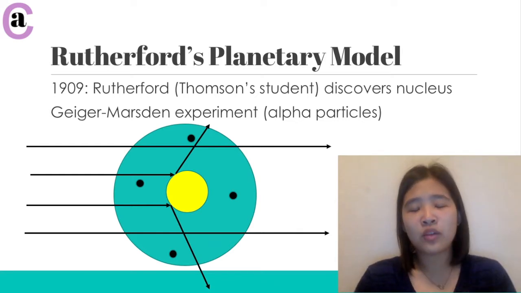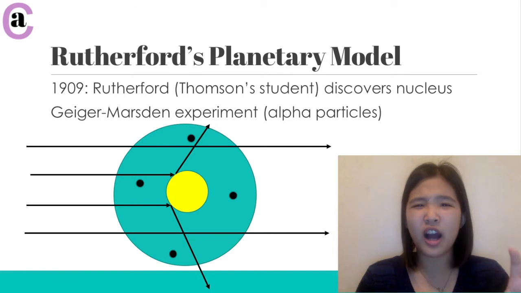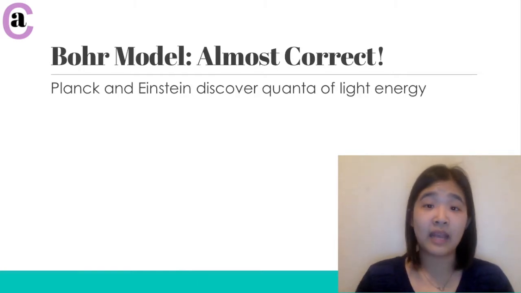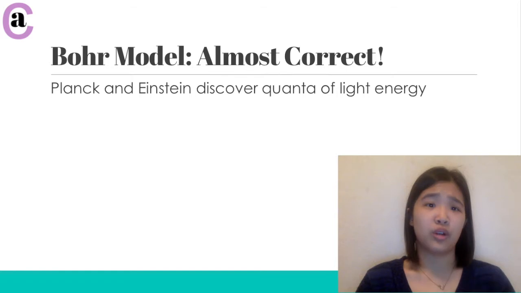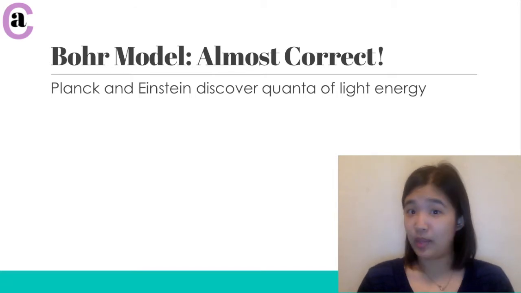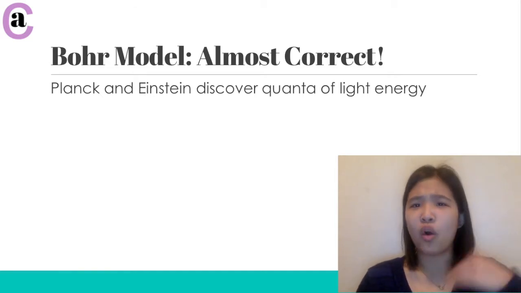And so, as we know, this model is not perfect. There are some flaws because the actual atom is not exactly like that. And so the next iteration of what the atom looked like actually came from Bohr. Bohr is also a very big name in chemistry, and what he came up with was almost correct. He learned from Planck and Einstein, yes, Albert Einstein, that light energy exists in quanta.